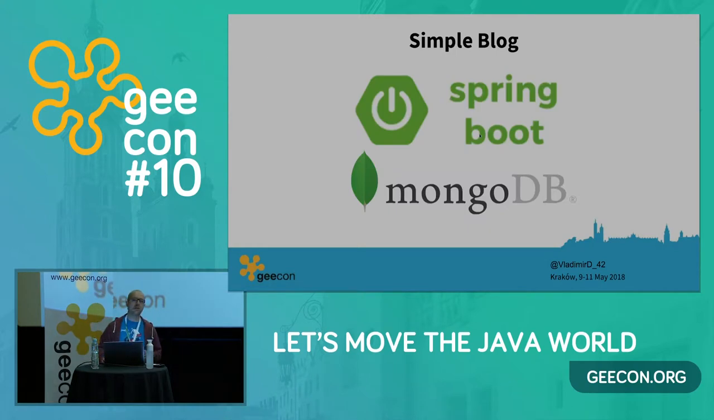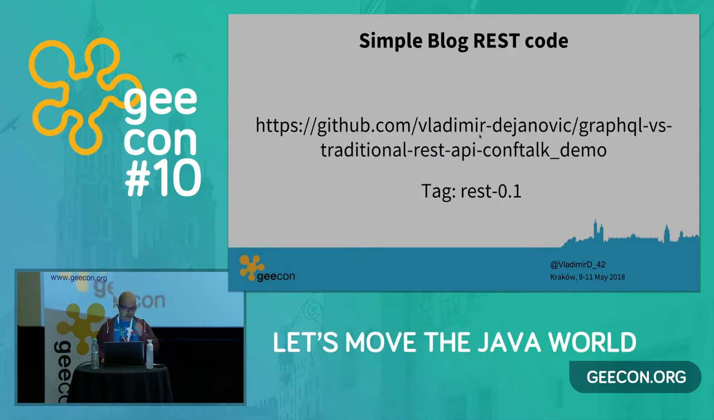All my examples are written using Spring Boot and MongoDB for a very simple reason. I'm an extremely lazy person, and Spring Boot and MongoDB give me a lot of freedom and a lot of things for free, and even if I make mistakes, they will not kill me. I'm going to use this URL throughout the talk. The same URL is going to be used for all examples. I'm just going to use different tags. And this is already online. So let's look at the code.